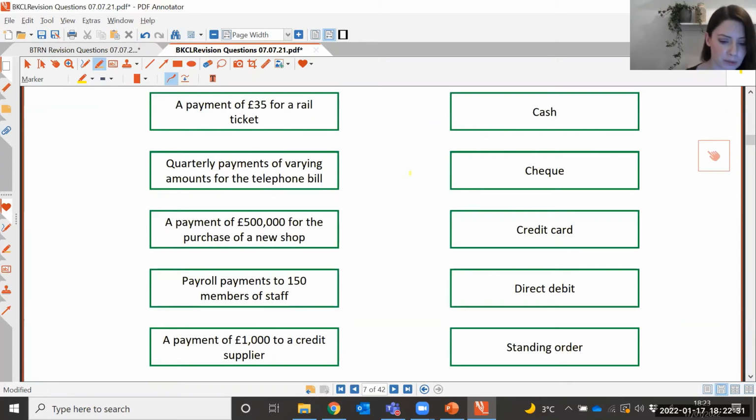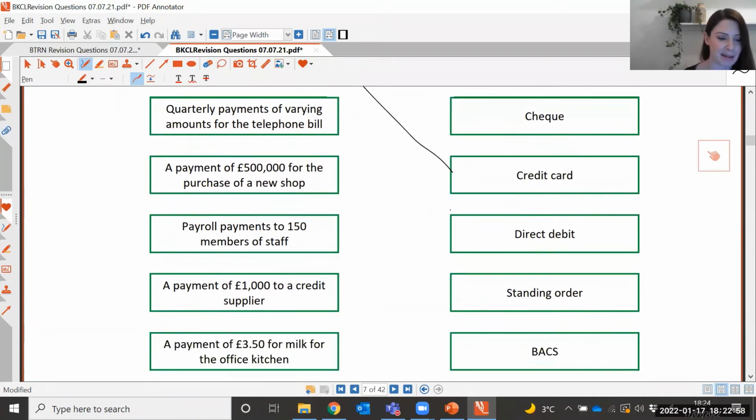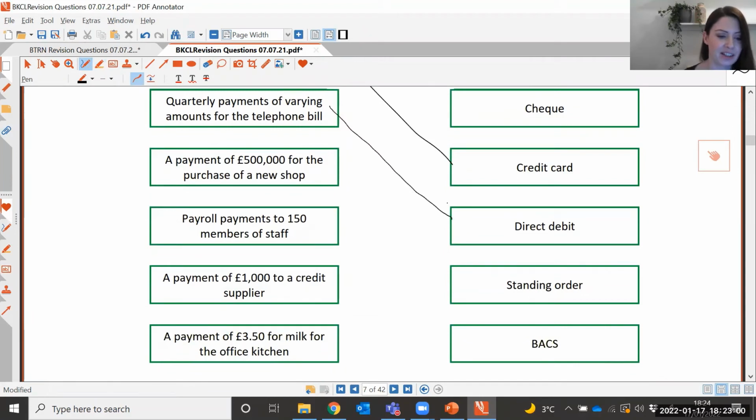Yeah, good. So we've got a credit card. And with this type of question, if you're not too sure which one, because it could be different options, then work your way through the other ones first and then come back to the ones that you're not too sure of. Yeah, so a credit card. Quarterly payments of varying amounts for the telephone bill. Direct debit, yeah, good. So the key thing with this, although it's a quarterly payment here, because it's varying, it's direct debit.